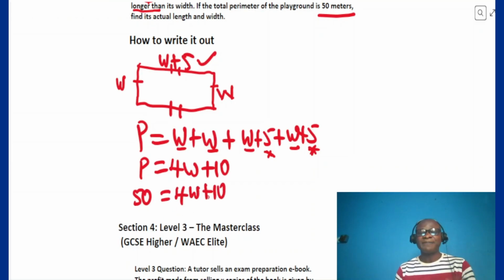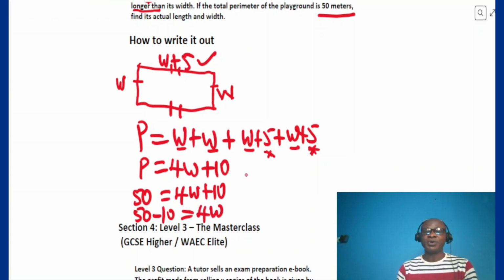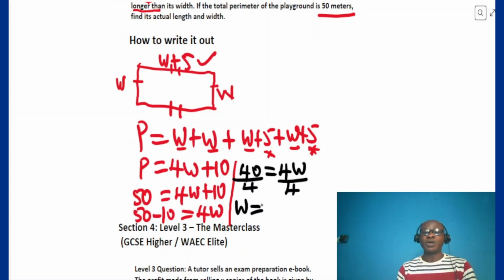What will you do next? Take 10 from the left to the right. That becomes 50 minus 10, which is equal to 4W. What do you do next? Now, if I subtract 10 from 50, I am going to get 40 equal to 4W. What next? Divide both sides by 4 so that the value of the width will come out. Therefore, W is equal to 40 divided by 4, which will give me exactly 10.